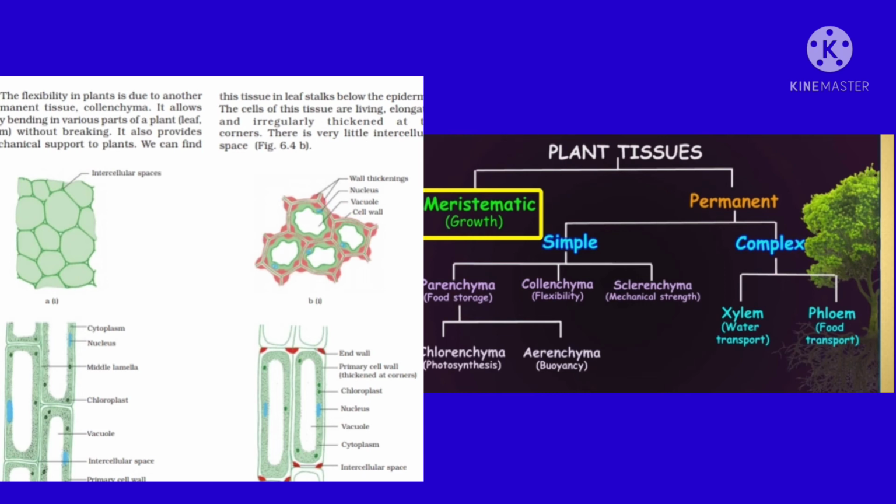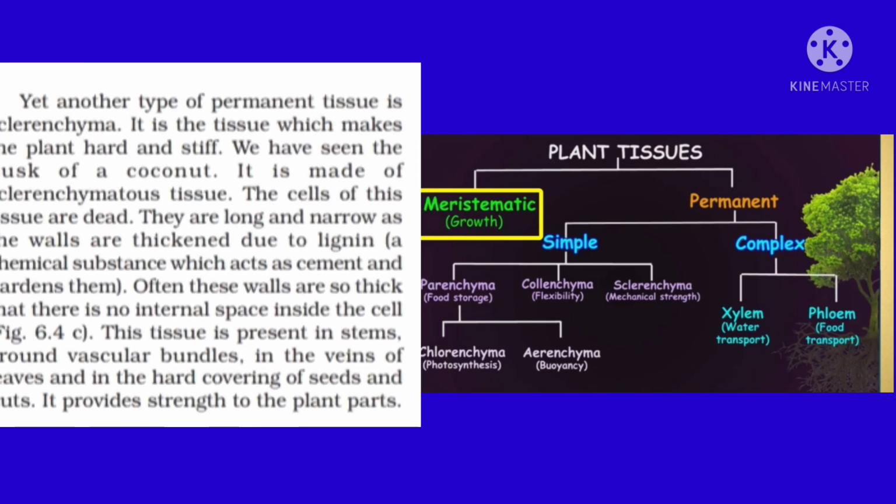The third type of permanent tissue is sclerenchyma. This tissue makes the plant hard and stiff. We can find this type of tissue in the husk of the coconut, the hard part of the coconut, and also in nut shells. These tissue cells are dead cells. These cells are long, narrow, and have thickened cell walls.